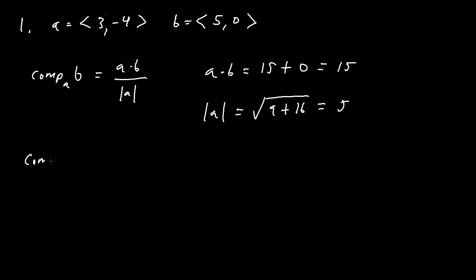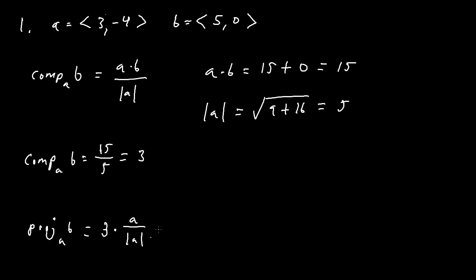So the component, or the scalar projection, is going to be equal to 15 over 5, which gives us 3. Now in order to find the vector projection, we're just going to take the component projection, what we got for the answer. So we take 3 and multiply it by the unit vector of A, which is obviously A over the magnitude of A. So we take 3 multiplied by the vector A, which in its component form is 3, negative 4, over the magnitude of A, which we found to be 5.